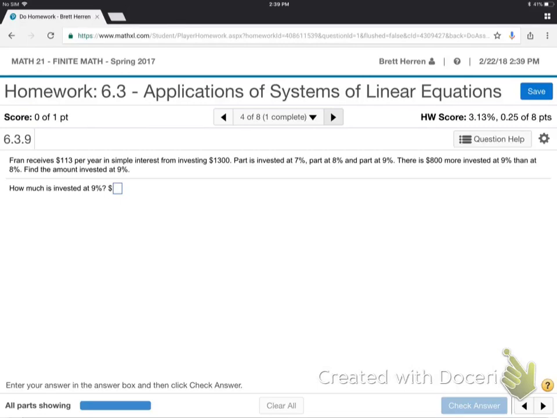All right, so Fran receives $113 per year in simple interest from investing $1,300. Part is invested at 7%, part at 8%, part at 9%. There's $800 more invested at 9 than at 8. Find the amount invested at 9.